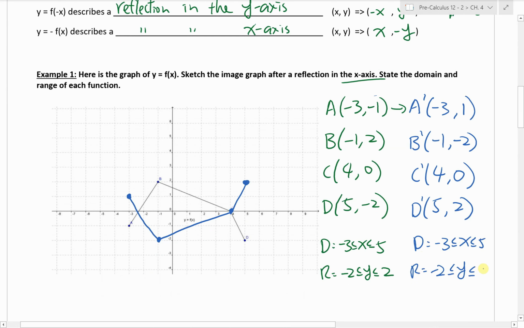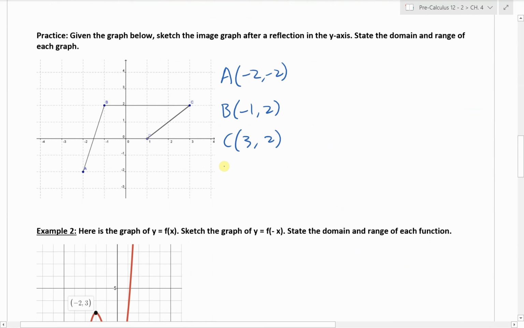All right, so here are the 4 points. A is -2, -2. B is -1, 2. C is 3, 2. D is 1, 0. The domain in this case goes from -2 to 3, and the range goes from -2 to +2.